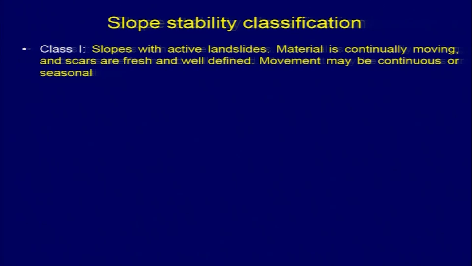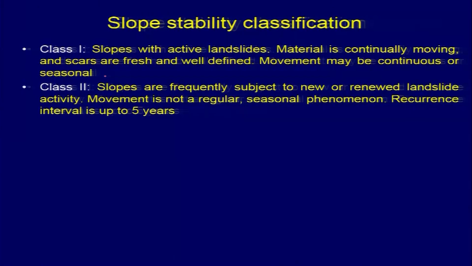So slope stability classification, you can have your own, but in general if you take class 1, slopes with active landslide, material is continuously moving. So you can classify this as class 1, based on looking at the fresh scars which are well defined, movement may be continuous or seasonal. Class 2, slopes are frequently subjected to new or renewed landslide activity. Movement is not a regular or seasonal phenomenon. Recurrence is at an interval of around 5 years.